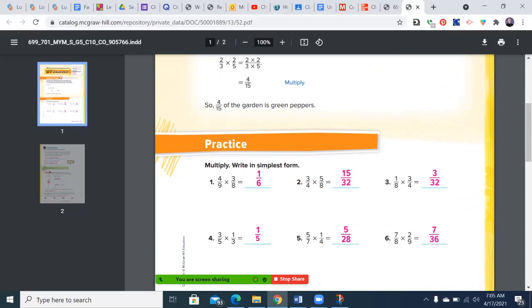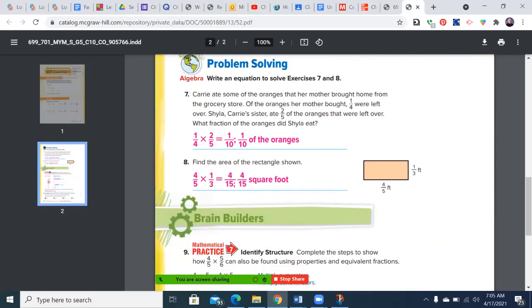So let's look at what we had. We had 12 seventy-seconds, which is 1/6. 15 thirty-seconds, which is already simplified. 3 thirty-seconds, also simplified. 3 fifteenths, which is simplified into 1/5. 5 times 1 is 5. 7 times 4 is 28. 5 twenty-eighths. We have 14 seventy-seconds, which simplifies into 7 thirty-sixths. We have 2 over 20, which is equal to 1 over 10. 4 over 15.